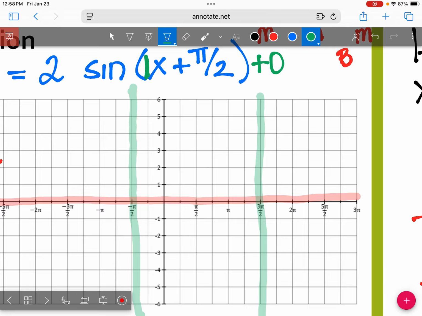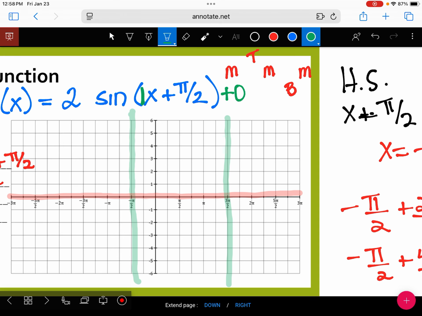So now we've got all of the nitty gritty that we need, so we're ready to get started. This is a sine wave. So we already said that sine starts in the middle. So my first point is going to be right here, because remember, I'm starting it at negative pi over 2.